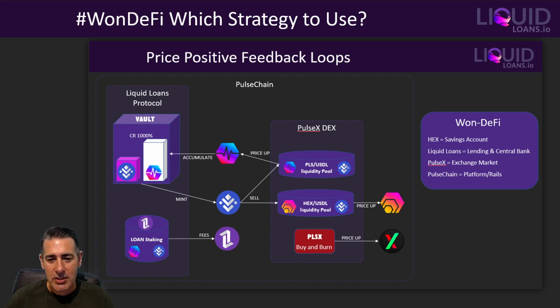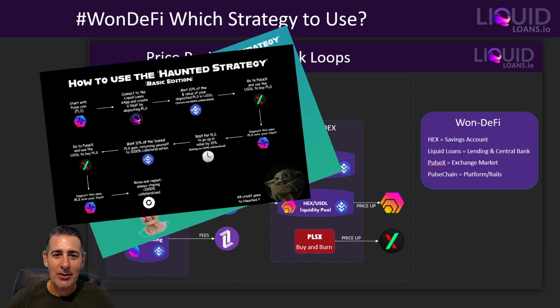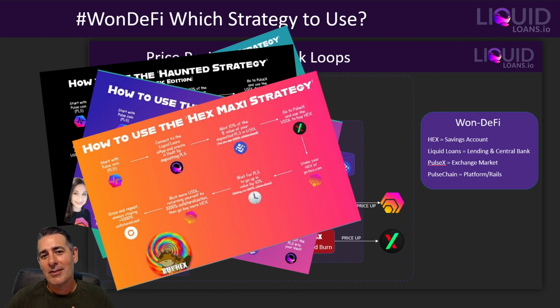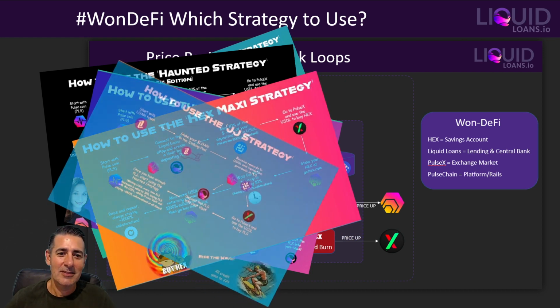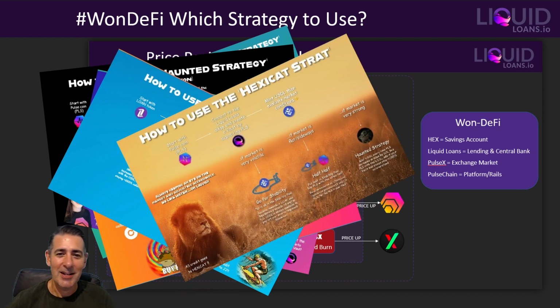So first of all, a big shout out to all our community admins and the guys that are out there just in the chat room answering all the questions for everyone about everything liquid loans. And not only are they doing that and educating people, but they're coming up with some really cool strategies. So we've got Exponential's Grandma's strategy, the haunted strategy. So that's probably one you've heard a lot about. Hodprul's strategy, the Hex Maxi strategy, JJ strategy, and last but not least, the HexiCat strategy.